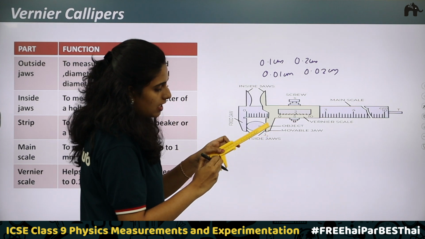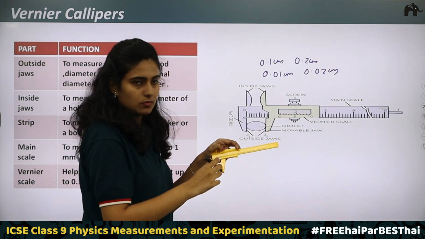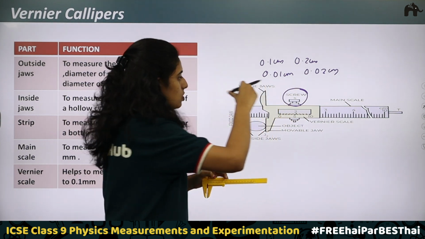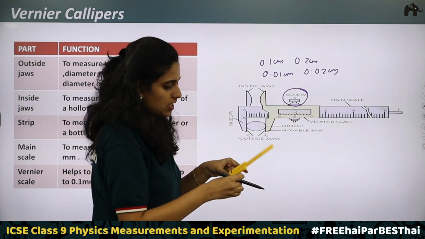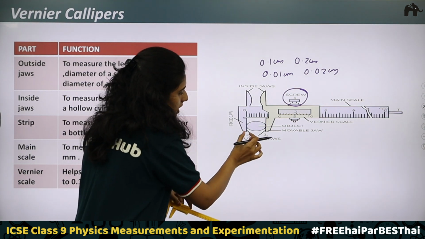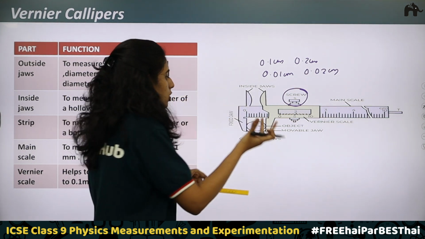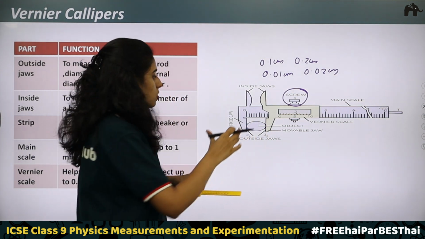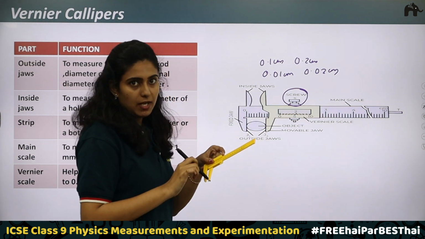Here I can place this object and tighten it. You will be having a screw. The screw will be used to tighten after placing the object. The object will be placed between the jaws J1 and J2 when you need to measure some length. If you need to measure the diameter of a sphere, in all these cases the object will be placed here.